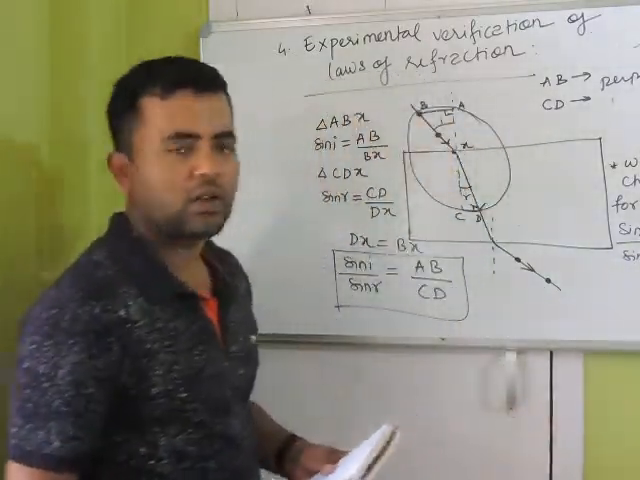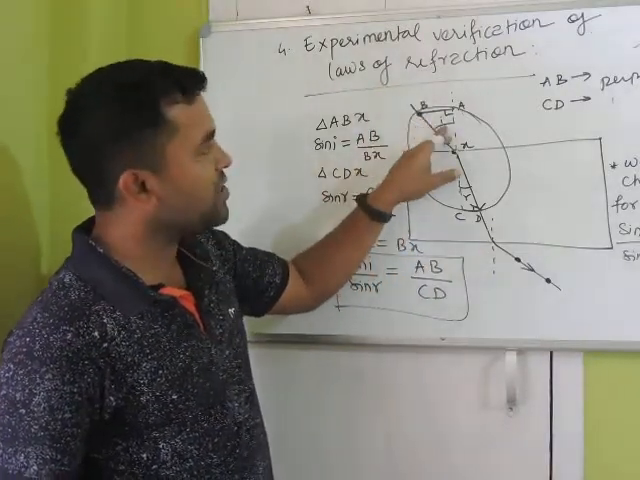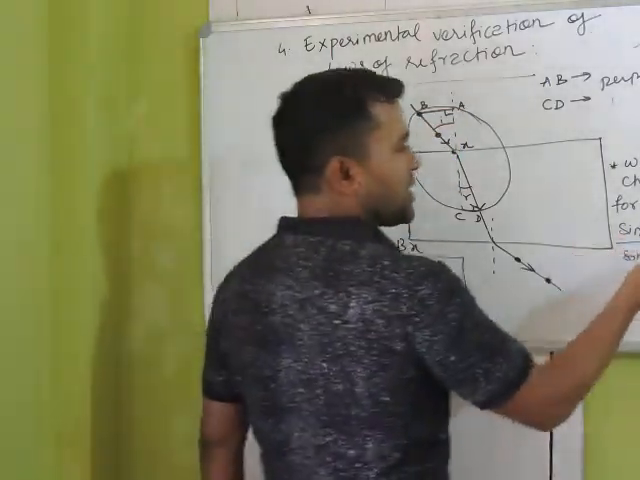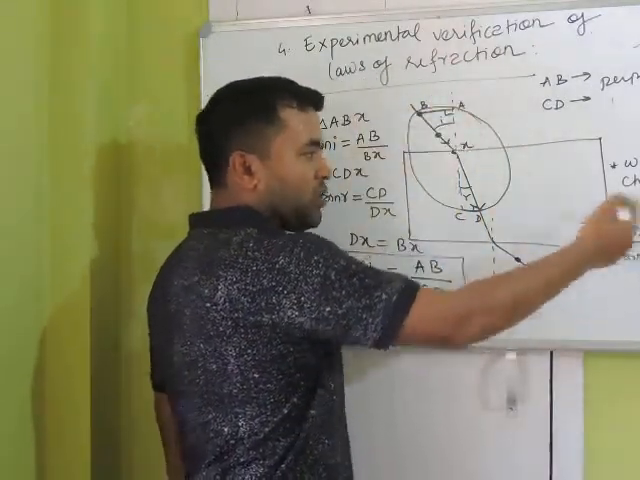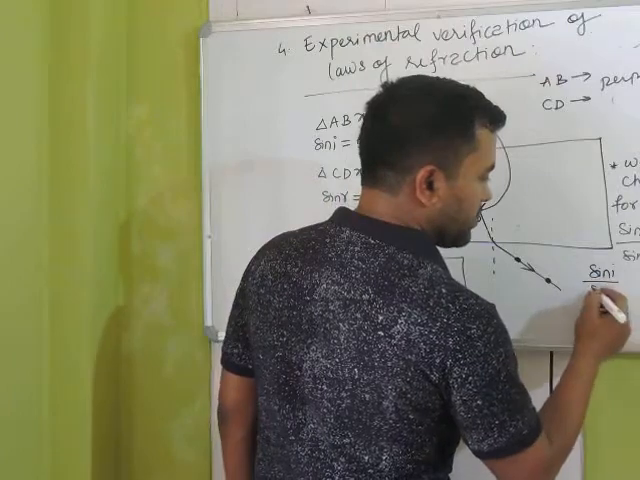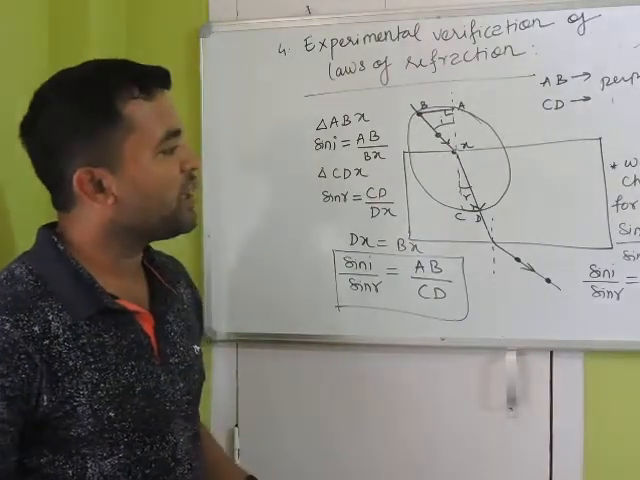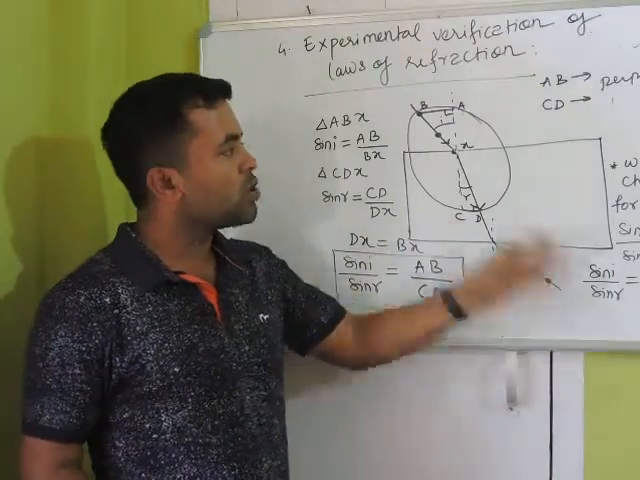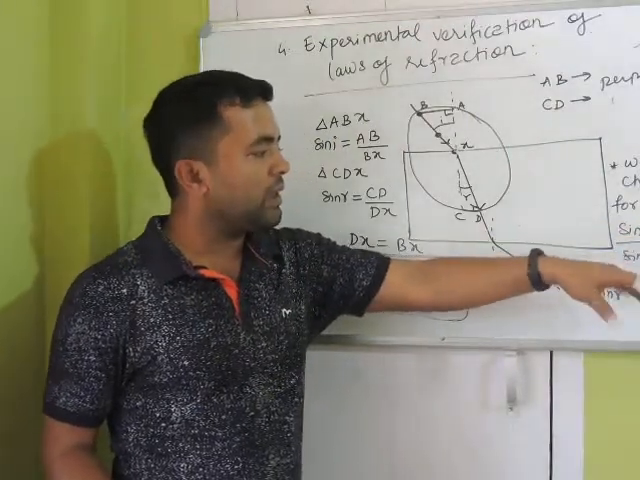So for each observation, this is one observation. Now suppose we change I in a different way, so AB will change. So we'll take different observations, and sin I by sin R will be equal to the ratio of the lengths of the perpendiculars drawn from here, and through this we find that sin I by sin R is equal to a constant. So this is the experimental verification for the laws of refraction. This is Snell's law. For different I, we'll measure this ratio and it comes out to be constant.